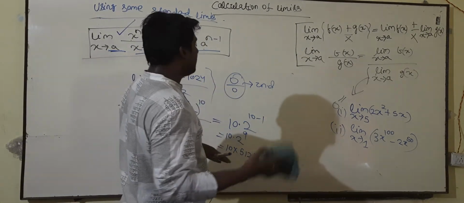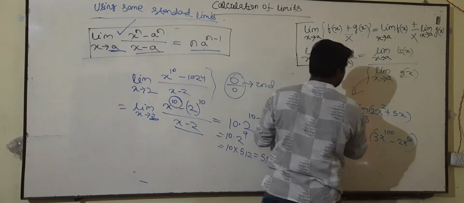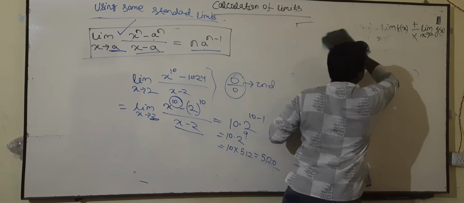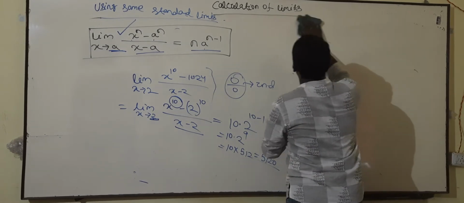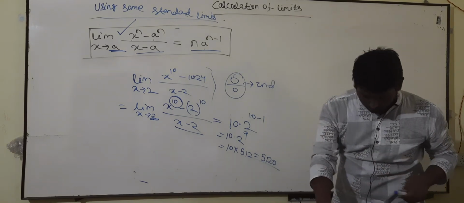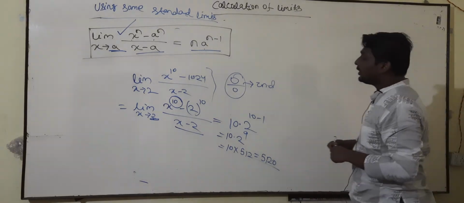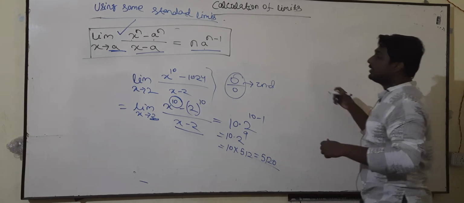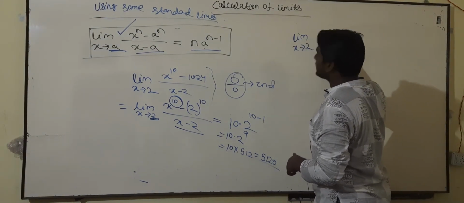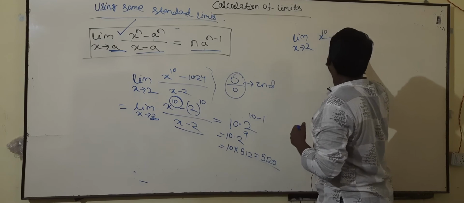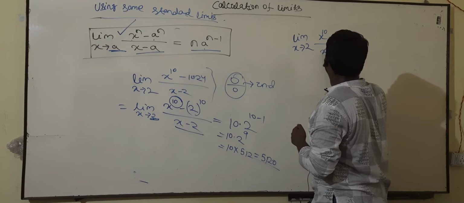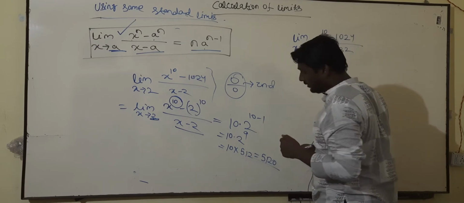So after this, let's solve another question just like this. I hope you have written down all this much. Let's solve another question and we will end the session with this question. So the same kind of question: limit x tends to 2 of (x to the power 10 minus 1024) divided by (x to the power 5 minus 32).